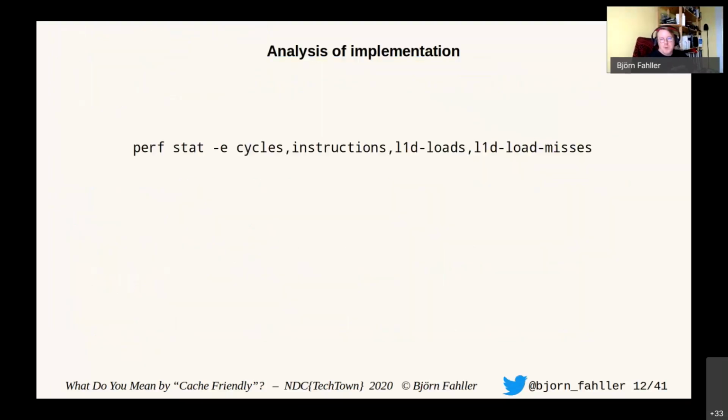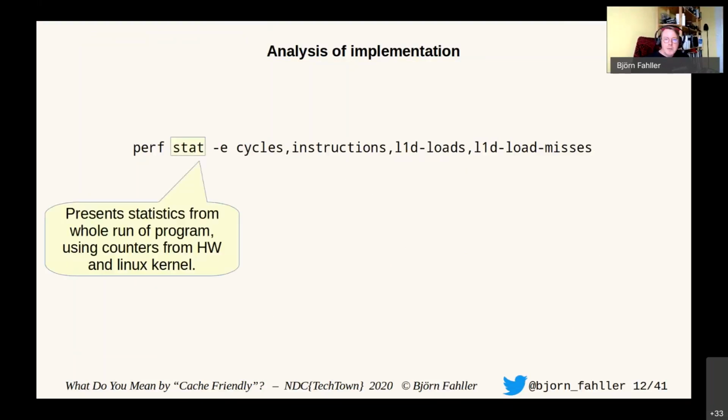So enter another tool, Perf. Perf comes with Linux distros. You may need to install it as a separate package. Perf stat presents statistics from a whole program run using counters from the hardware and the Linux kernel. A disadvantage of this is, of course, that now you're looking at the real system. So what other programs are running on the machine does affect the result.